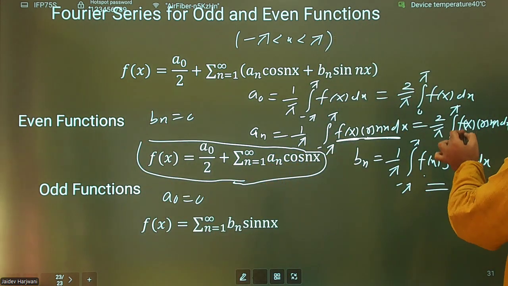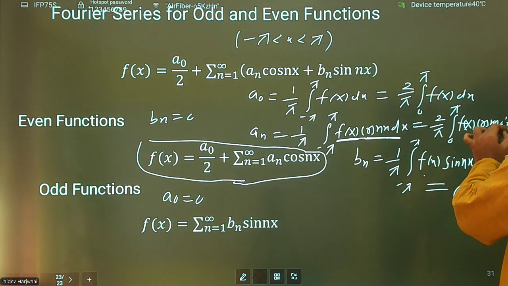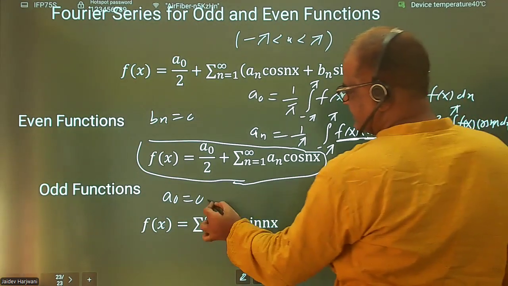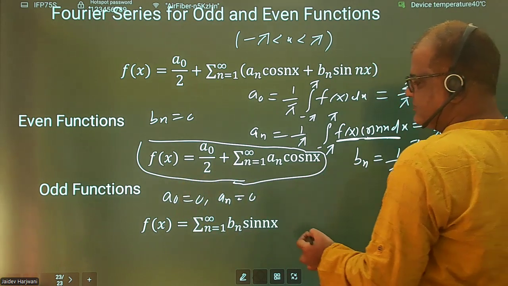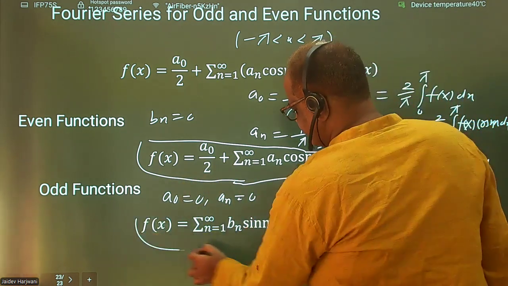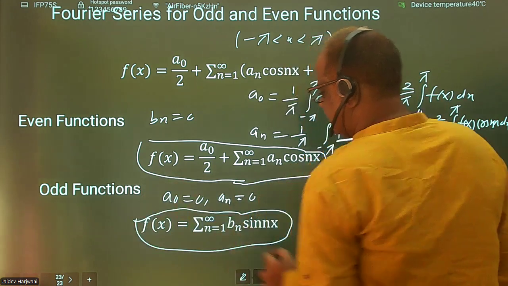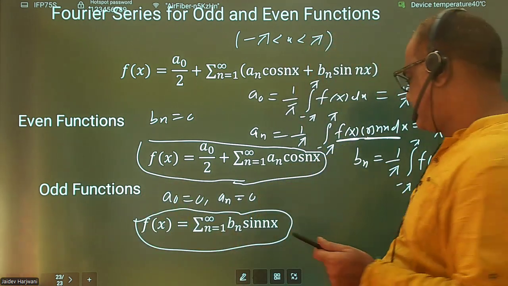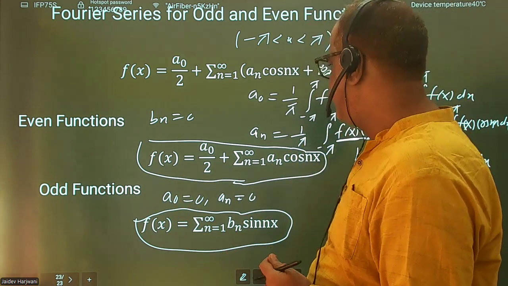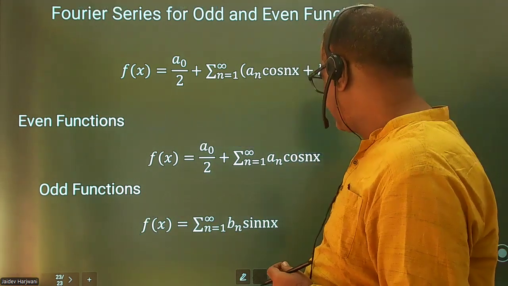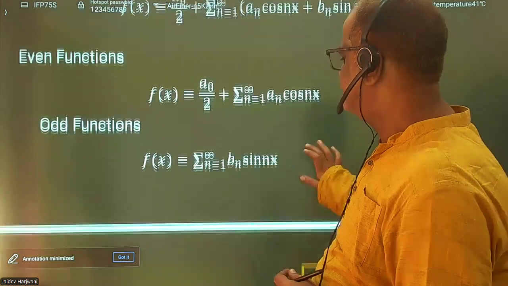Similarly, if your f(x) is odd, then all the an terms, from 0 to infinity, become 0, and your Fourier series simplifies, and there are only bn terms. Okay, let us solve one problem showing this advantage of odd and even functions.